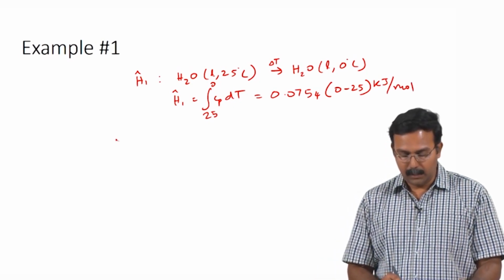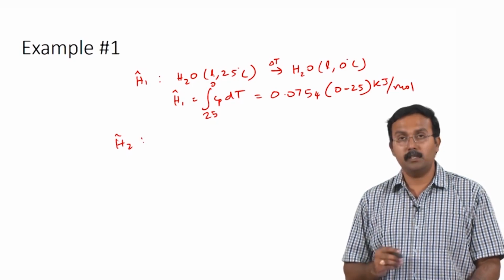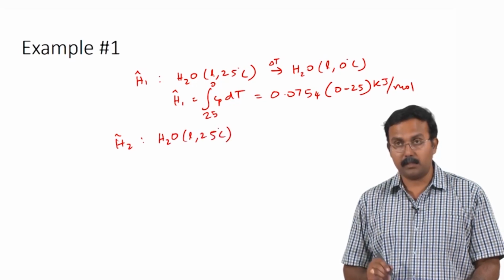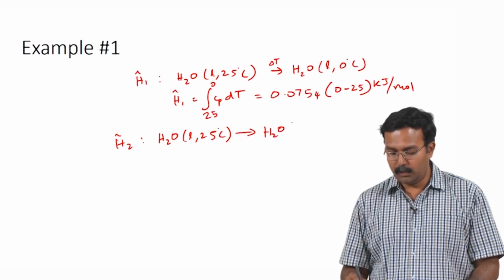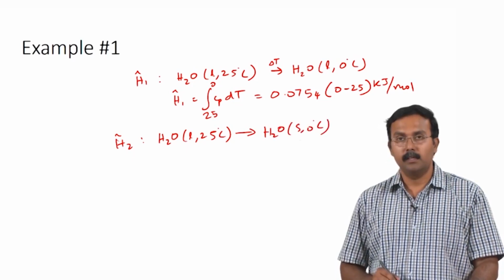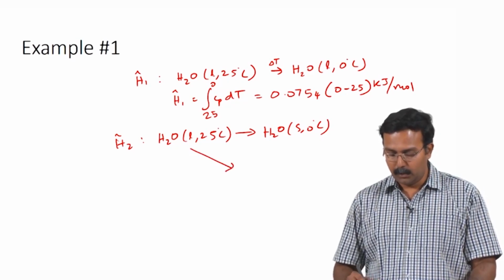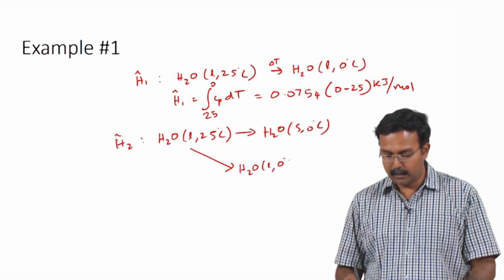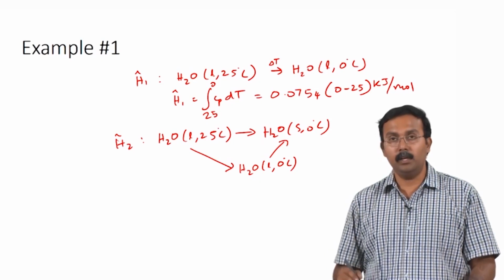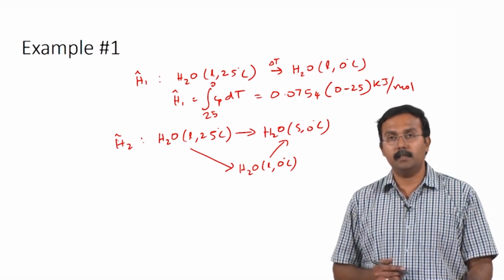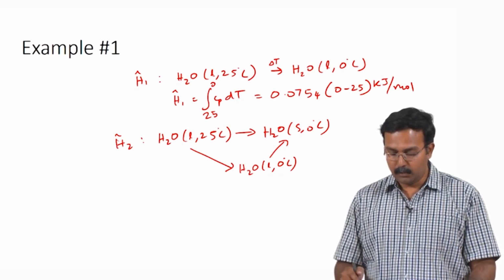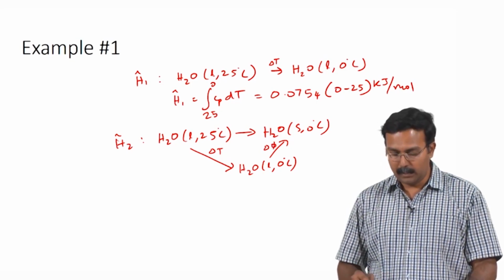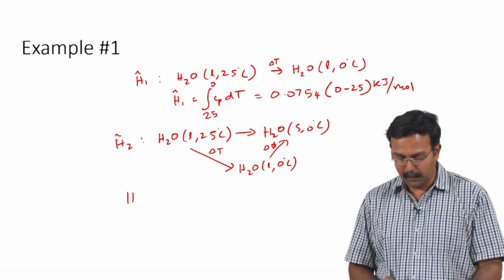Now, let us calculate H2 cap. So, what is the process for H2 cap? You have water liquid at 25 degrees Celsius, which is the reference state, going to water solid at 0 degrees Celsius. So, this actually has 2 steps, where water liquid at 25 degrees Celsius is cooled to water liquid at 0 degrees Celsius, and from here it solidifies to form water solid at 0 degrees Celsius. So, these 2 steps are there, one where there is change in temperature and the other where there is change in phase. Now, let us see how the total change in enthalpy, which is H2 cap, can be calculated.